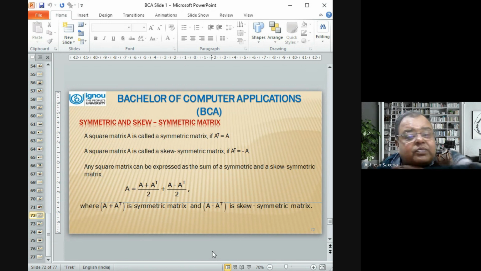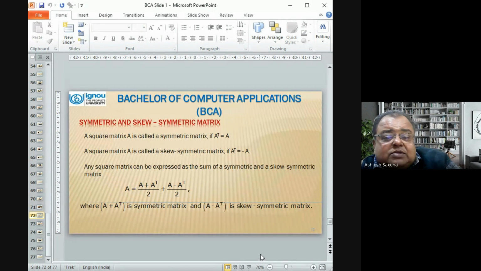Now, the question arises, why are we doing it? We are doing it because we can perform an operation: a square matrix can be expressed as a sum of a symmetric and a skew-symmetric matrix. That means A is equal to (A plus A transpose) by 2 plus (A minus A transpose) by 2, where A plus A transpose is a symmetric matrix and A minus A transpose is a skew symmetric matrix.